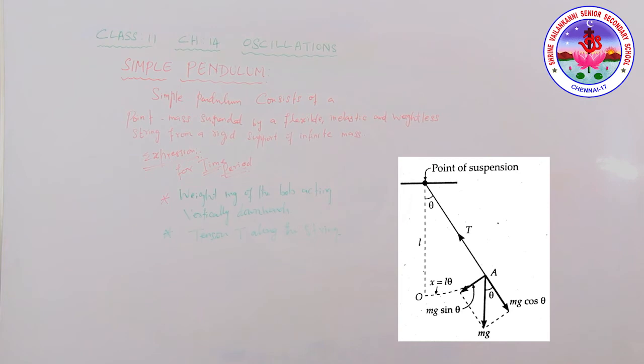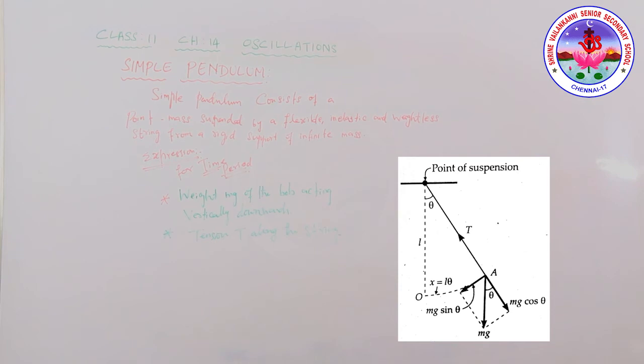Simple pendulum. Let us see the small oscillations, the motion of a simple pendulum in simple harmonic motion. See the diagram, children. The simple pendulum consists of a point mass suspended by a flexible, inelastic and weightless string from a rigid support of infinite mass. In practice, we can have neither a point mass nor a weightless string. In practice, a simple pendulum is obtained by suspending a small metal bob by a long and fine cotton thread from a rigid support. This we will do as an activity also.